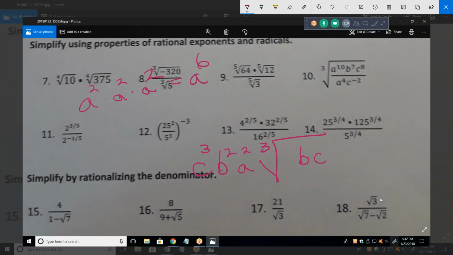Okay. So here's how I would officially write my answer. I would write it as a squared, b squared, c cubed times the cube root of bc. Okay. All of that there. And you didn't actually have to do it this way. You could have taken the cube root of the numerator, the cube root of the denominator, and then worked with them. But it's easier to simplify those first because it's relatively easy to do. You're just subtracting exponents.